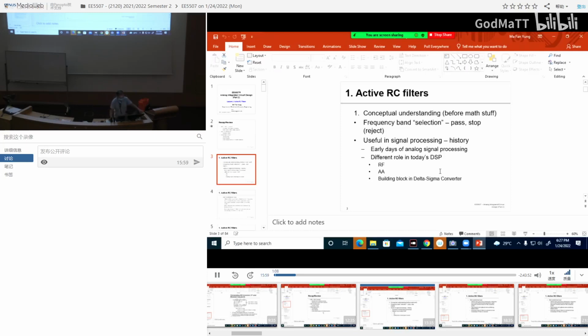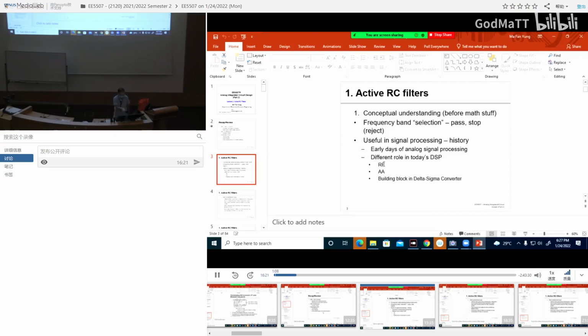So in this situation, where is the analog filter being used? It's being used in a lot of RF circuits, radio frequency circuits. You need a lot of this kind of signal band selection, so you need an analog filter there. RF is basically high frequency analog.